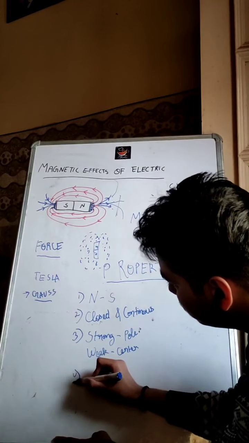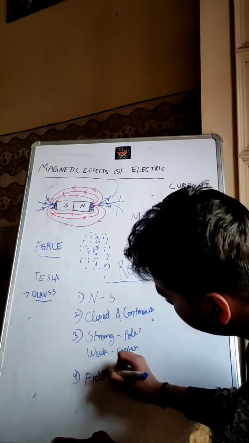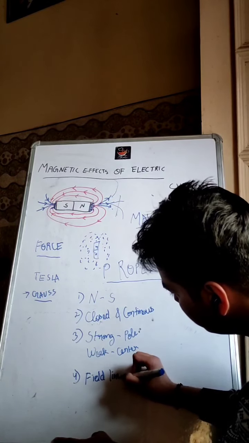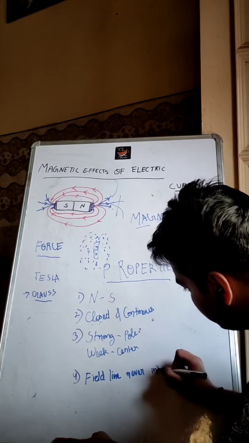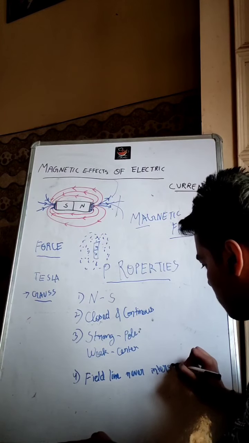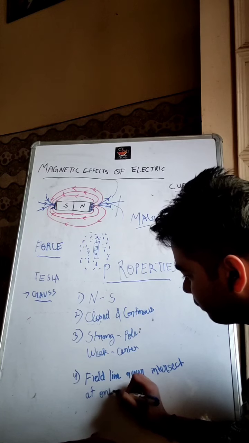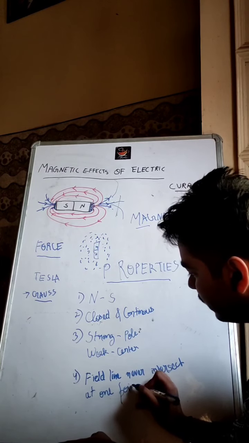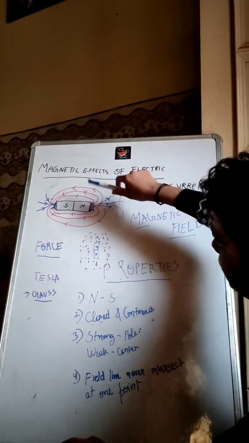Fourth, the magnetic field lines never intersect with each other at one point. Now, what does this statement mean? It is an important statement.